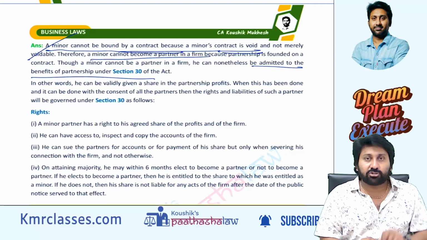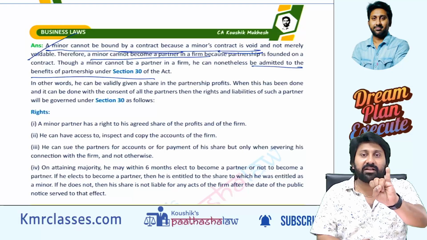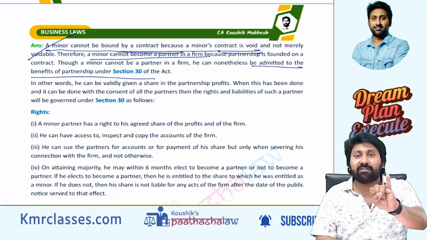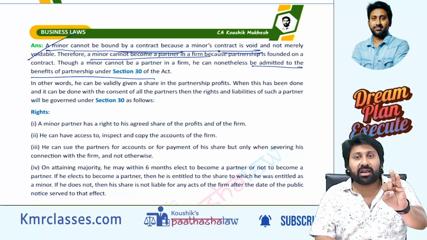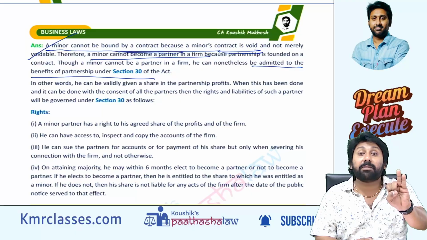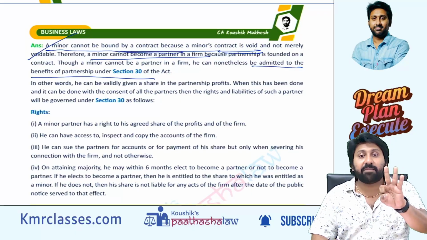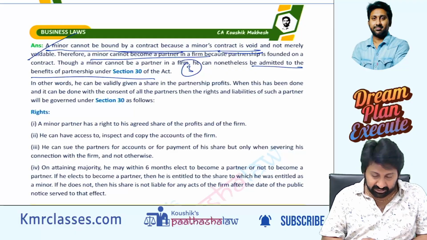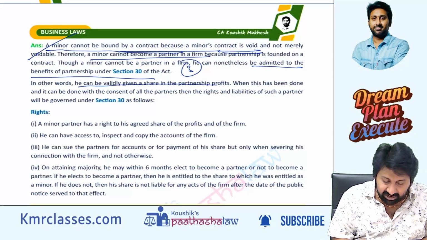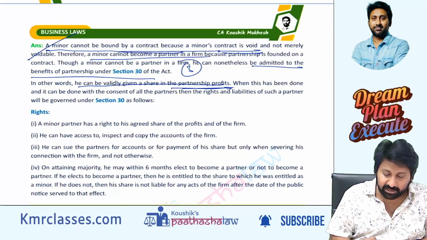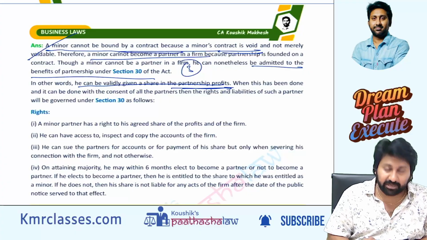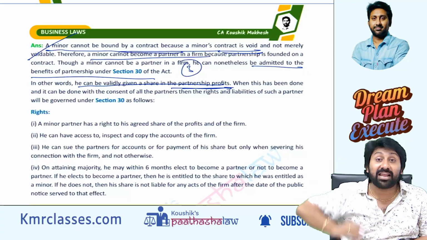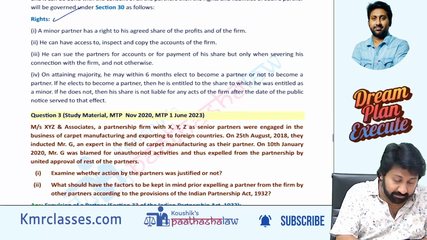Point number 3. So, first point, contract with minor is void and not voidable. It's directly void. Second one, minor cannot become a partner in a firm because he cannot be liable to anything, but he can be admitted to the benefits of partnership. 3 points over. Next, so he can validly be given the share in the partnership profit. Share in the partnership profit. If he takes the share in the partnership profit, he has some rights.